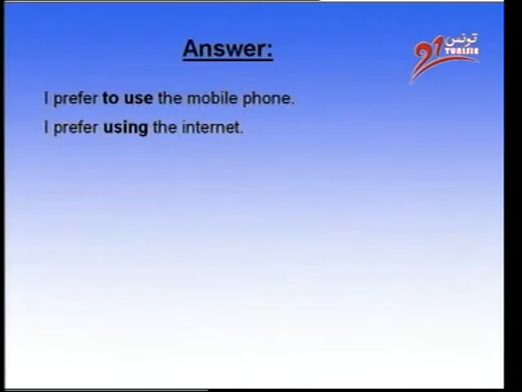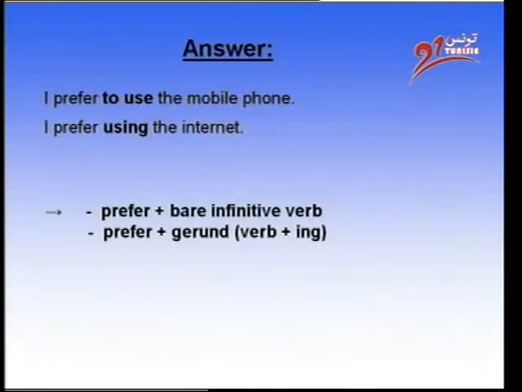What is this verb ing? Is it the present progressive form? No, absolutely not. Here it is not the present progressive form because the present progressive form is actually made by to be plus verb plus ing. However, here we don't have to be. So this is not the present progressive form. Let's see what it is. Prefer can be followed by an infinitive verb, not a bare infinitive verb actually, and prefer can be followed by a gerund. What is a gerund? A gerund takes the form of verb plus ing.